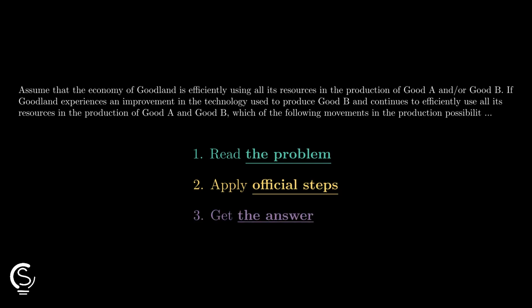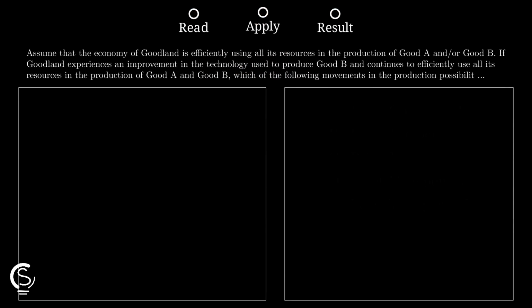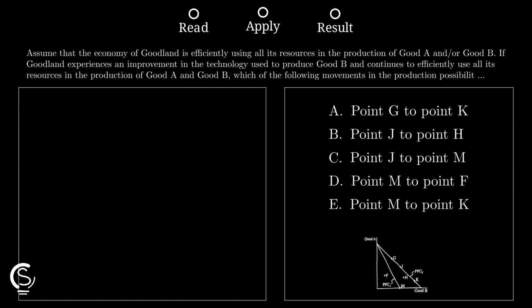Technology shifts on a production possibilities curve can look sneaky, but this one is fast. Spot which good improves, then track the efficient movement. Better technology for producing good B lets the economy make more good B with the same resources. So the production possibilities frontier shifts outward on the good B side.